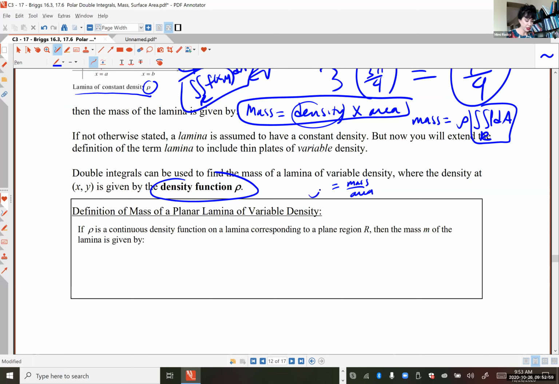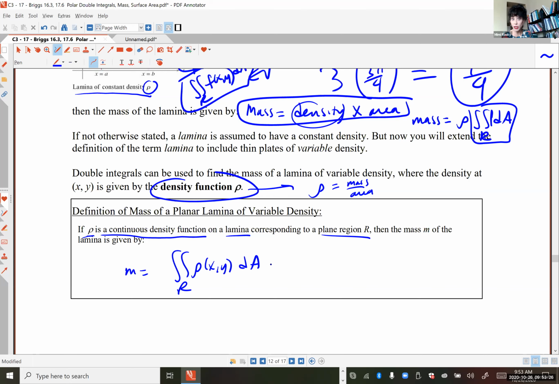That'll be the units for your rho, and it's going to be a density function. So let's say you have some sort of variable density function. You've got rho, some continuous density function on some lamina. That's going to be a 2D thing corresponding to some plane region R. Then the mass M is going to be the double integral over your region, and you're going to put the rho into your integrand.